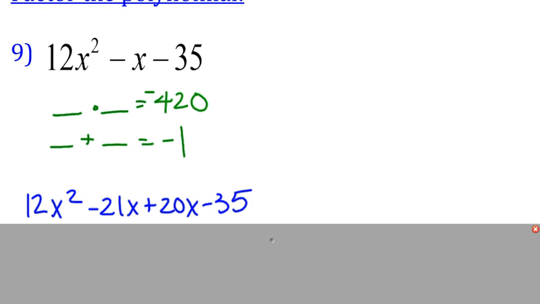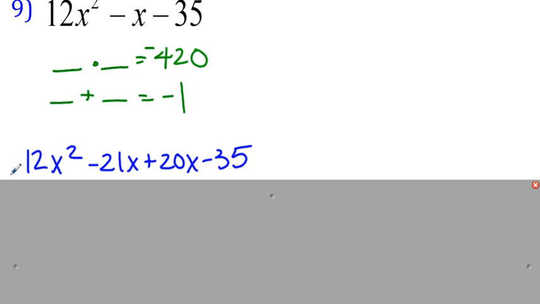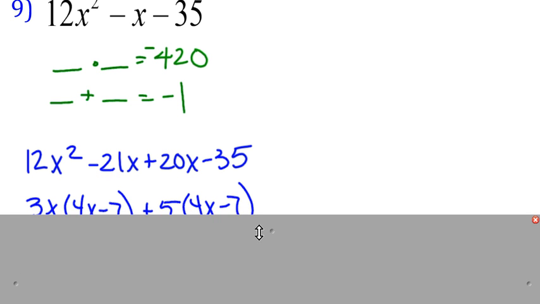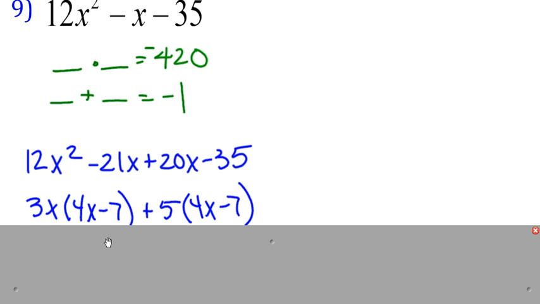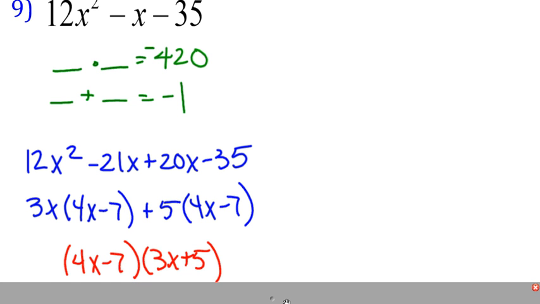So by looking in pairs, the first pair I can divide out a 3x. The second pair I could divide out a 5. I can see that 4x minus 7 is being multiplied by 3x and 5. So my factored form would be 4x minus 7 times 3x plus 5.